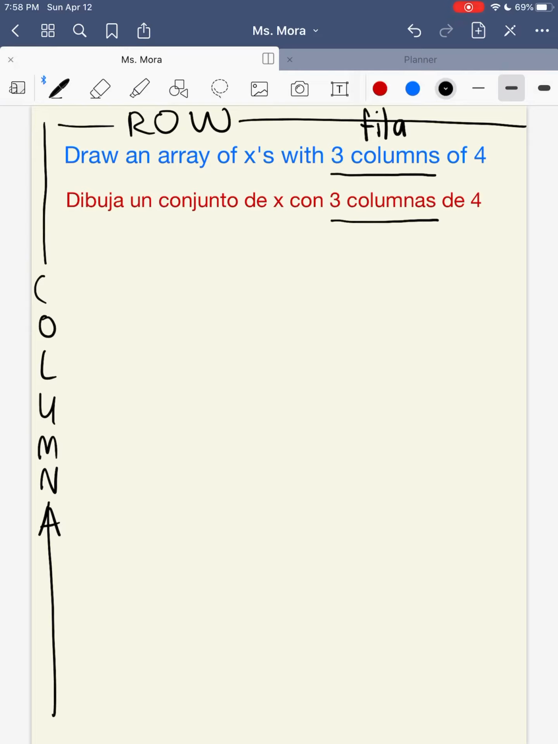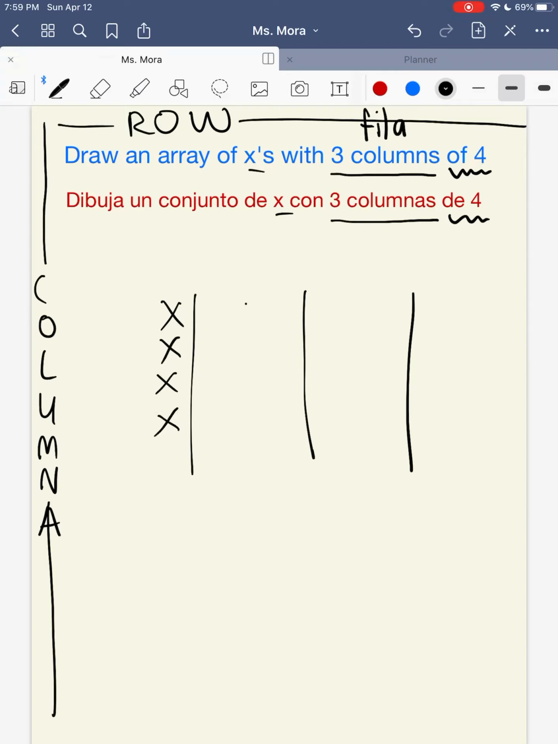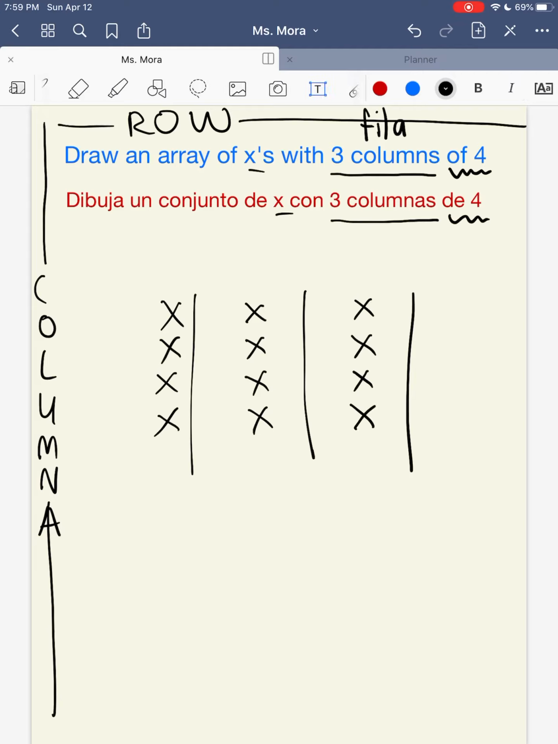Alrighty, so 3 columns. So I'm going to draw my 3 columns. 1, 2, 3. Esas son mis 3 columnas. And then it says 4 de 4. Okay, and it says to draw X's. So you're going to pick a side, okay? I'm going to draw on the left side of my column. So I'm going to draw 1, 2, 3, 4. 1, 2, 3, 4. And 1, 2, 3, 4. Okay, so aquí tengo 4 adentro de esta columna, 4 dentro de esta columna, 4 dentro de esta columna.